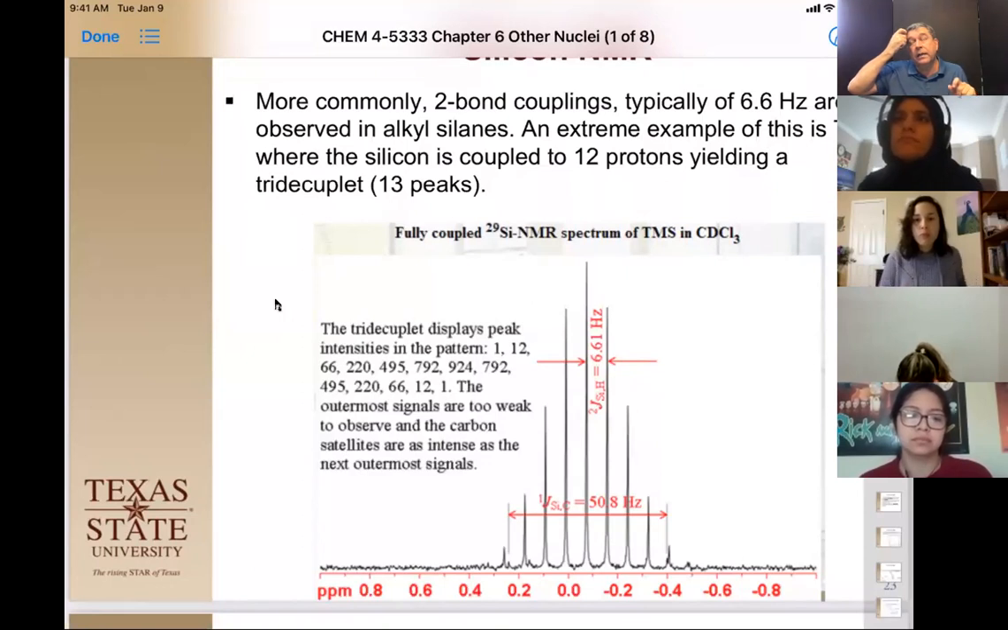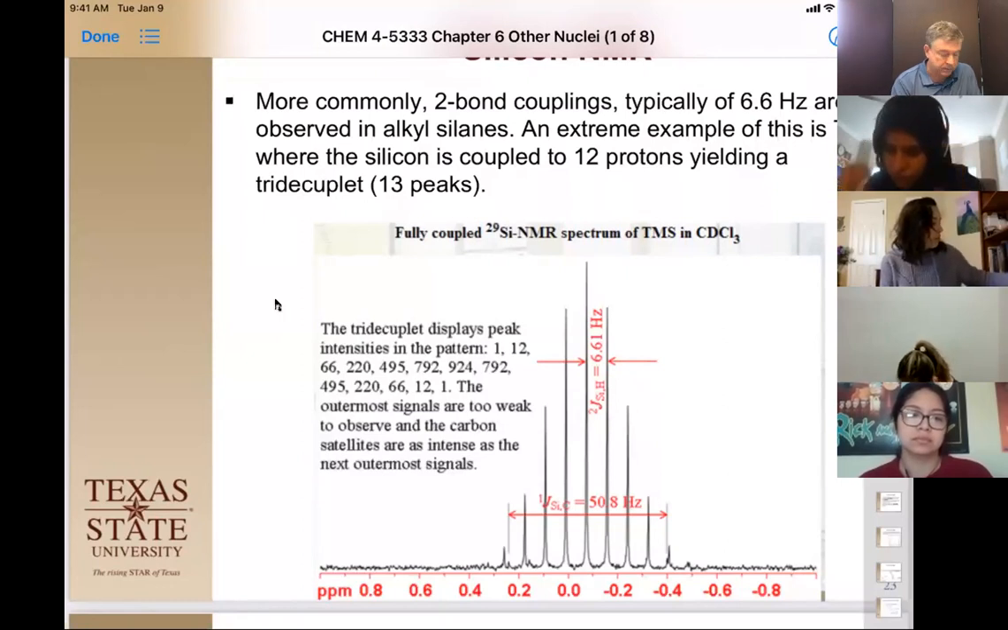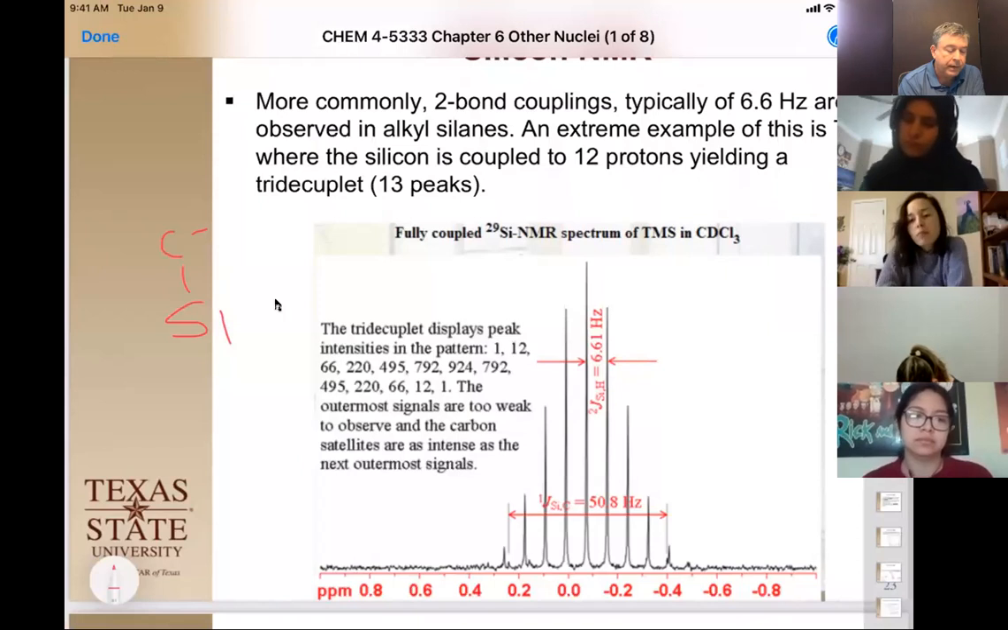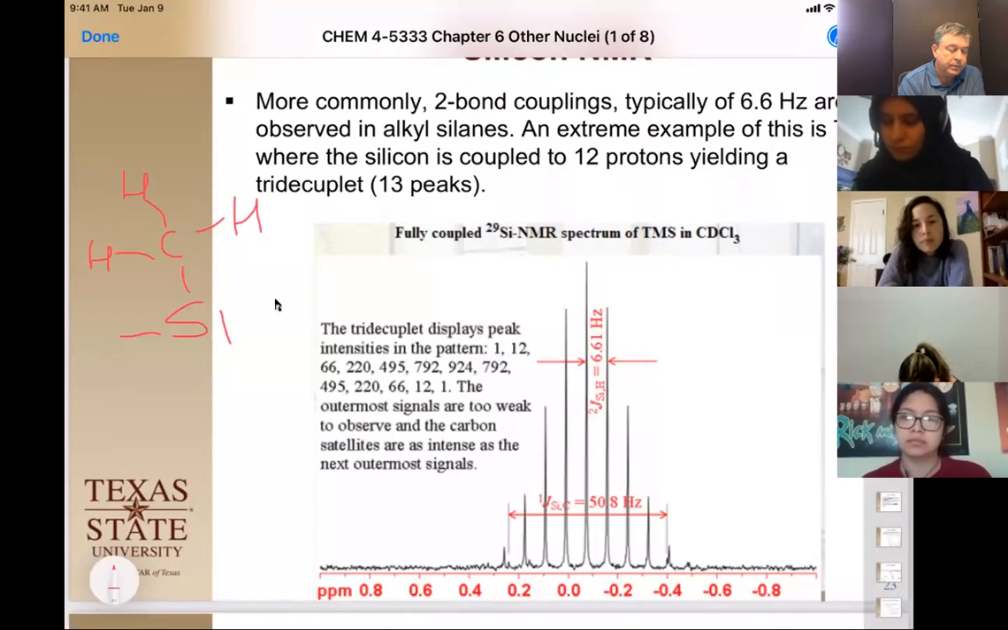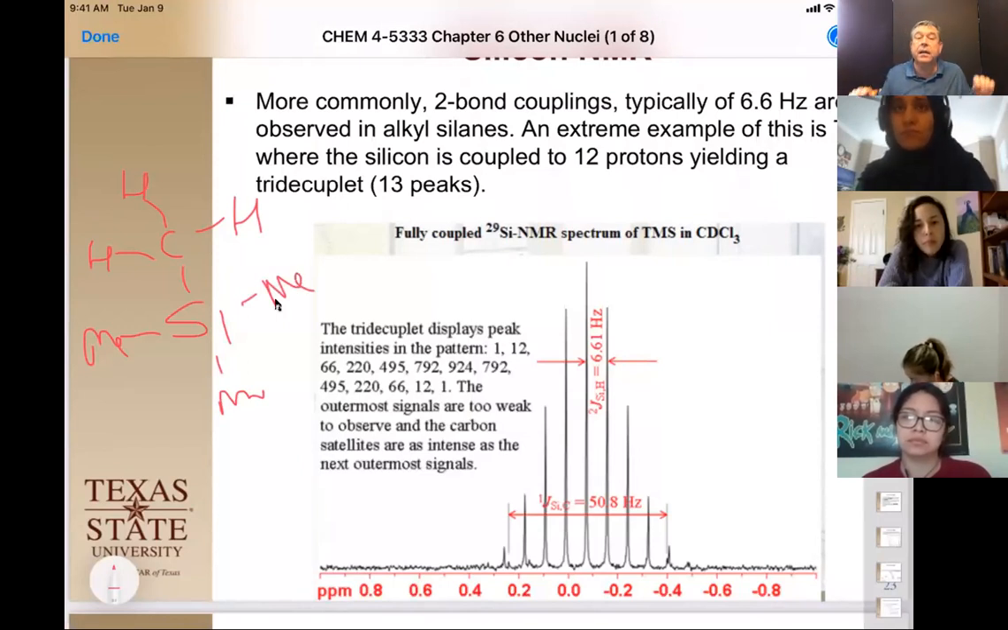And in this case, we have a two bond coupling because in our TMS, let's draw it here, we have silicon, carbon, hydrogen, and right here. And so we have another methyl group here, another methyl group here, and another methyl group here. Because of the high abundance of hydrogen, that silicon hydrogen bonding we see in the TMS actually splits it again. And again, following the N plus one rule, the one is always the nuclei we're actually doing.